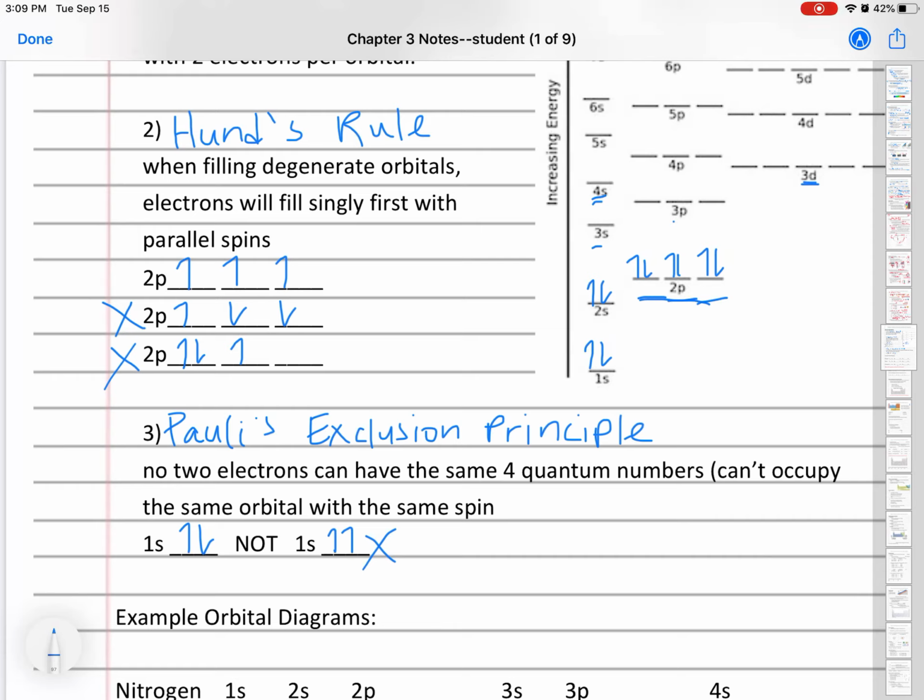You can't have two electrons with the same spin, because if you did, they would both have the same four quantum numbers. Both of these electrons would have an n of 1, an l of 0 because they're s, an m sub l of 0, and a spin of positive 1/2. All right, so you can't have that.